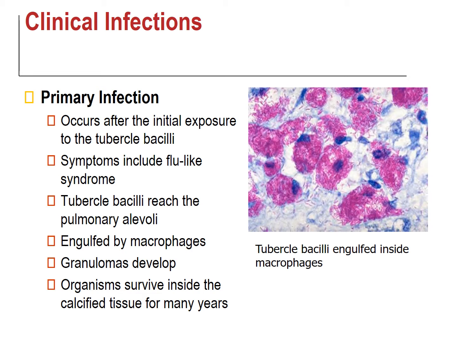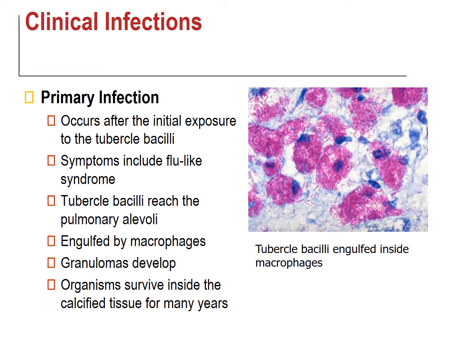The primary infection results from the initial exposure of an individual not previously sensitized by the tubercle bacilli. As the tubercle bacillus is inhaled, the patient may experience just a flu-like pulmonary syndrome. On rare occasions, a complete resolution occurs. More likely, however, the tubercle bacilli, upon reaching the pulmonary alveoli, are engulfed by macrophages and are carried to the hilar lymph nodes.